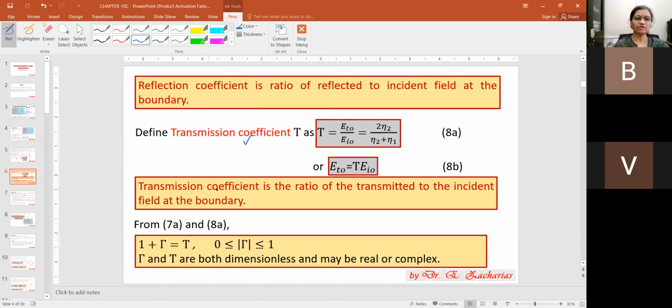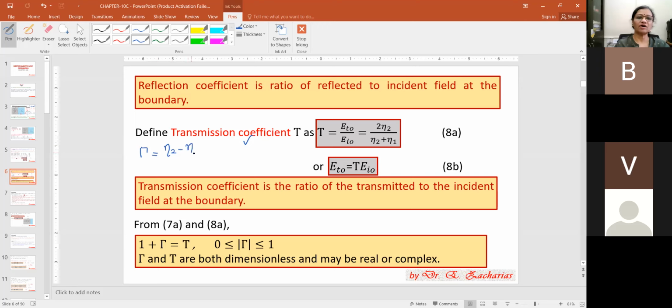So by definition, the transmission coefficient is the ratio of the transmitted field to the incident field. For your reference, I'll write it here. You had your gamma, the reflection coefficient, which was eta 2 minus eta 1 divided by eta 2 plus eta 1. And here the transmission coefficient is 2 eta 2 divided by eta 2 plus eta 1. The denominator is the same.